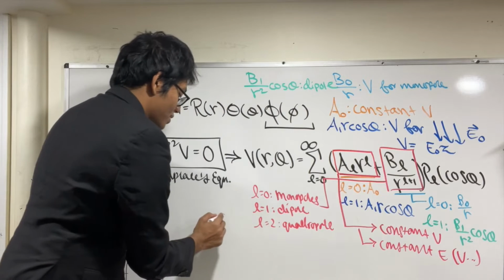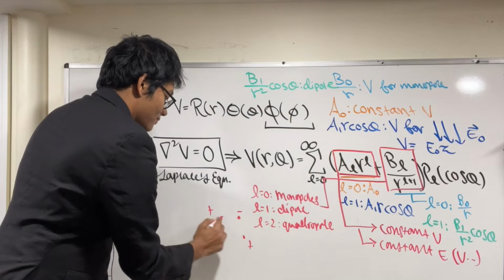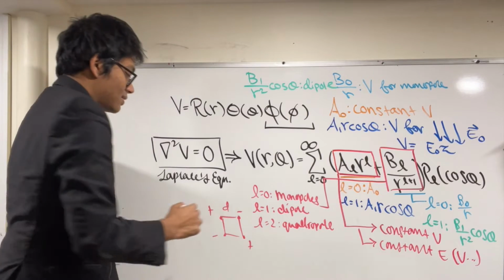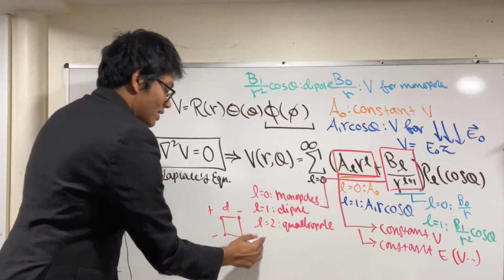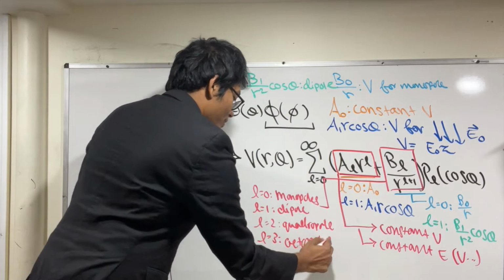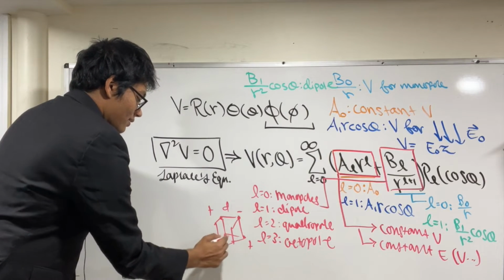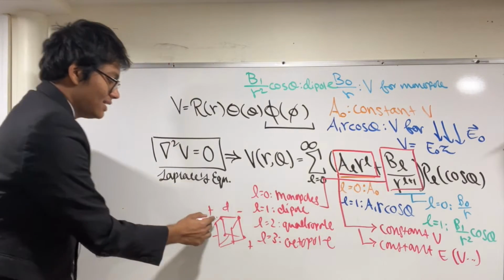That's 4 charges situated like this, plus, minus, minus, plus, connected to each other as such. And for the L equals 3 term, you'd get the octopole potential, right? Which would be a cube of charges, like this. So really, that's the idea, okay?